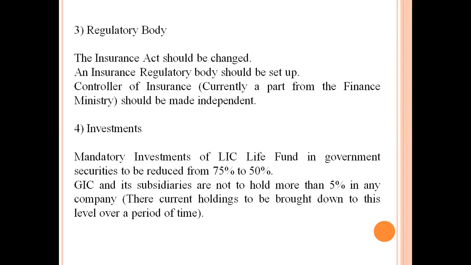And the fourth recommendation is the investments. Mandatory investments of LIC's life fund in government securities are to be reduced from 75% to 50%. GIC and its subsidiaries are not to hold more than 5% in any company.